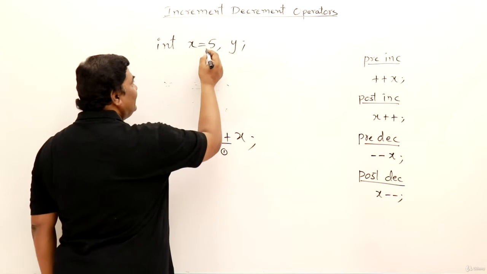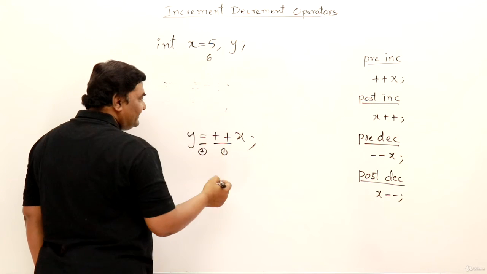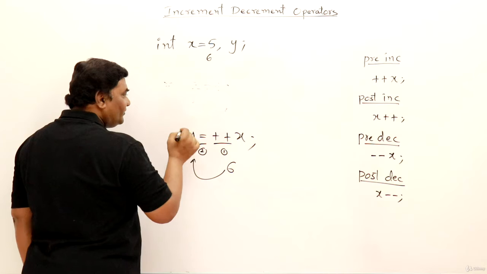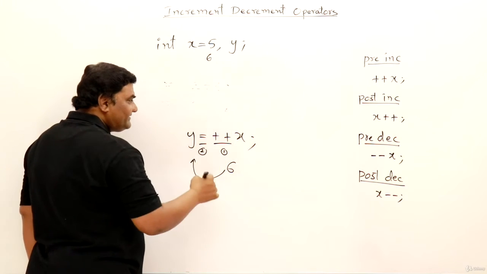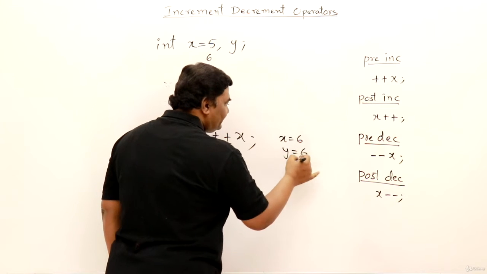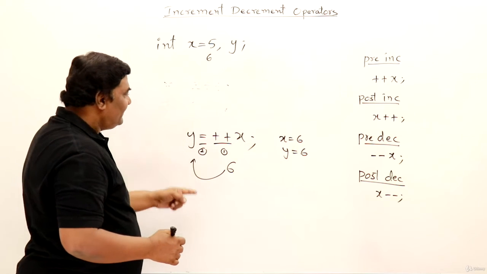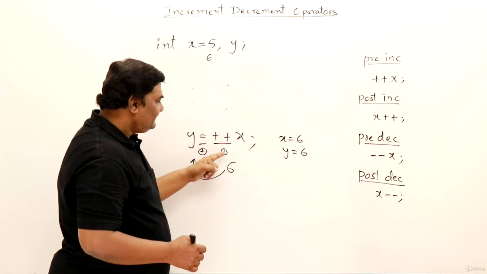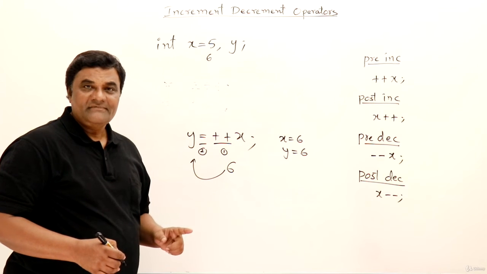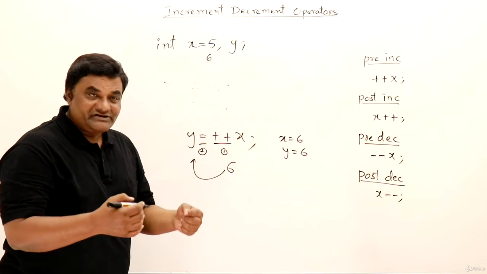Increment is done means this x becomes 6. So this becomes 6, and 6 is stored in y. So after this, if you print the result, then x is also 6 and y is also 6. So this means first increment the value, then assign it to y. This is the meaning.